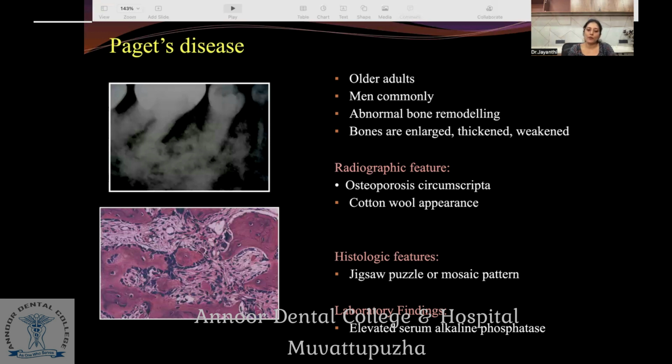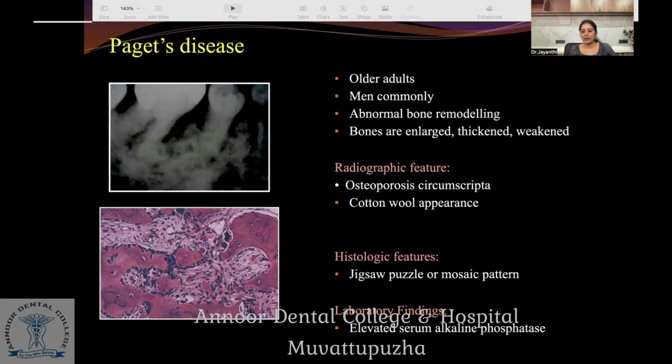So if you take a biopsy of the affected bone and you look under the microscope, what will you see histologically? You will see abnormal resorption with a lot of giant cells representing osteoclasts. You will also see abnormal formation of bone. So this alternating resorption and deposition of bone is referred to as mosaic pattern of bone, which is also called jigsaw puzzle appearance.